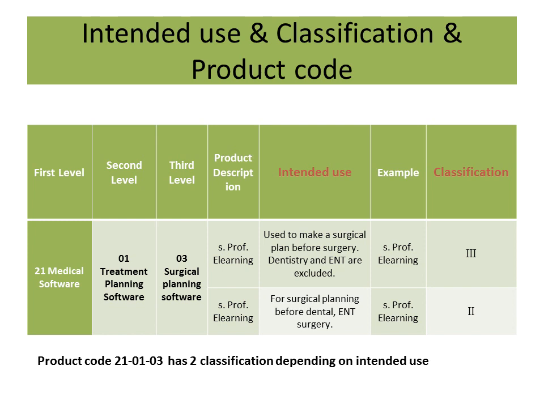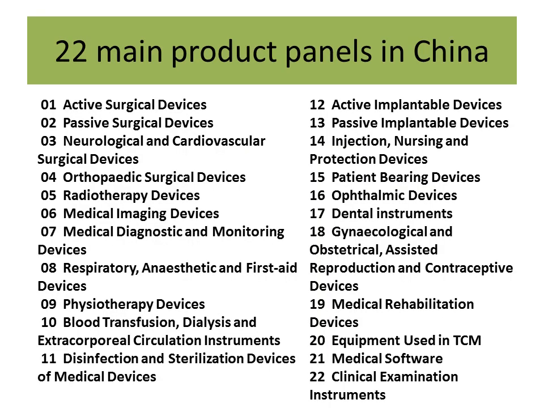Here is an example of the translated Chinese catalog. If you are familiar with the classification catalog, go to the correct main panel, which is represented by the first digits of the 6-digit Chinese product code, here medical software. Here the indication for use is critical to find 2 classifications with the same product code. Let's have a look at the 22 main product categories in China. It is extremely similar to the FDA product panel, and the introduced Chinese product code is equivalent to the regulation number or 3-letter product code at FDA.